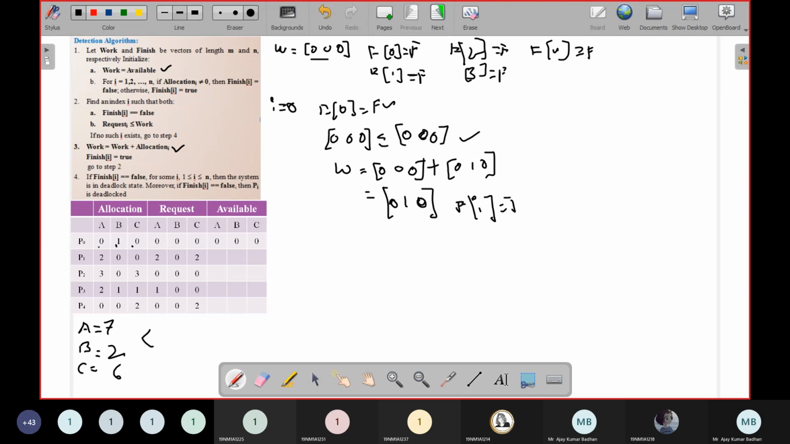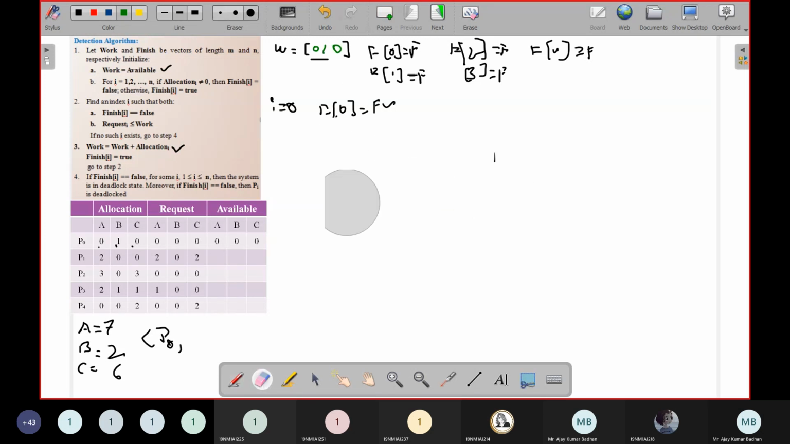So the sequence I got initially is P0. Now I'm going to erase it. First let me update this work here. What is the work I got here? 0, 1, 0. So let me update this now: 0, 1, 0. Fine. Now I can erase it. So I'm erasing this particular entry. Okay, i equal to 0 is completed.